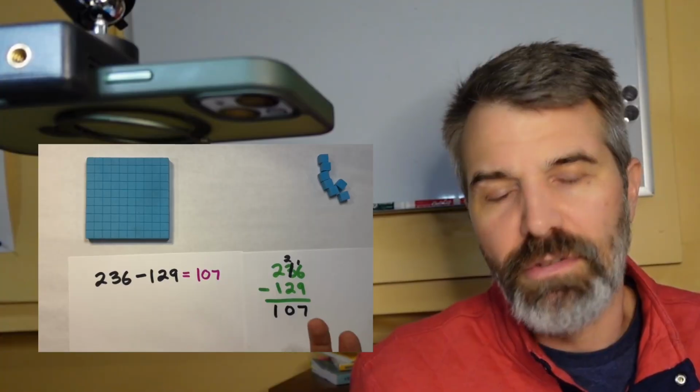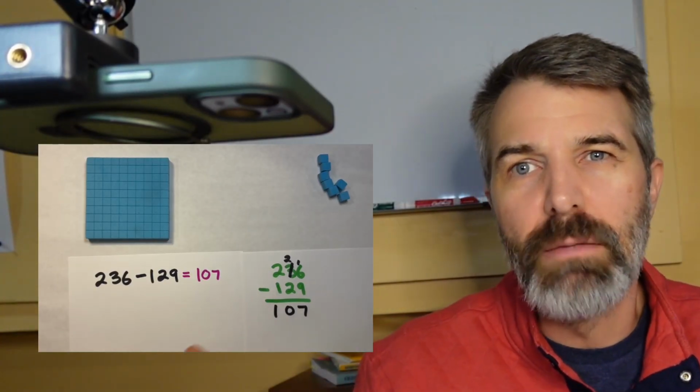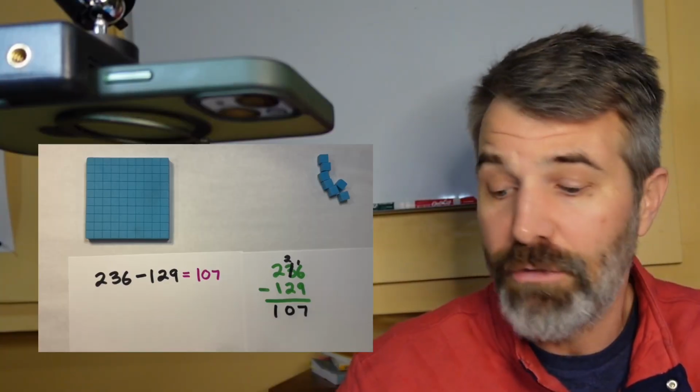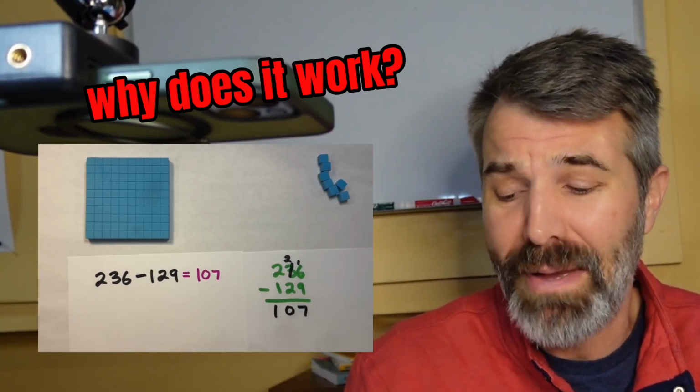So really what we're seeing is why is 236 minus 129 107? That's what the regrouping or decomposing means. It's not just a rule. Yes, the rule does work, but we need to make sure students understand this. And it's extremely important we spend time with this.